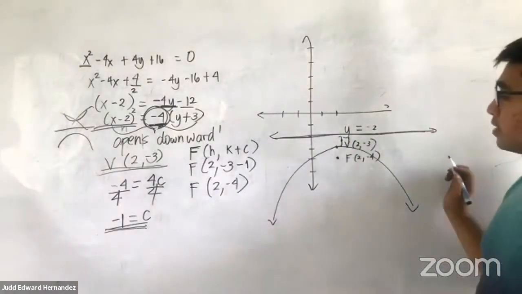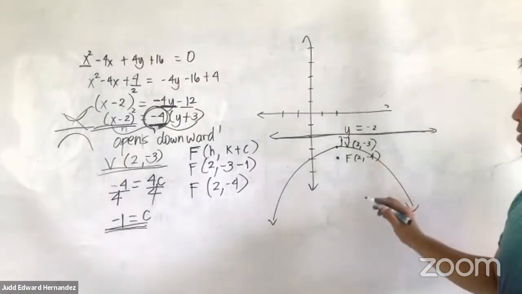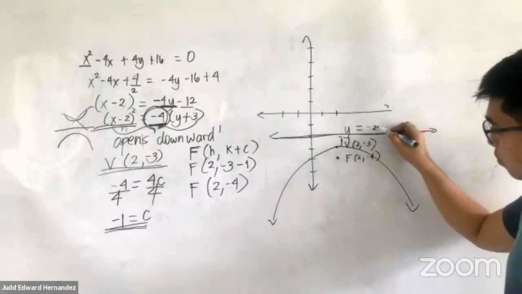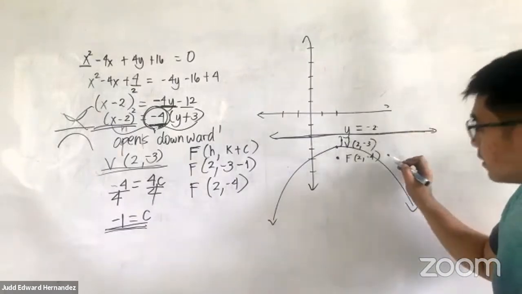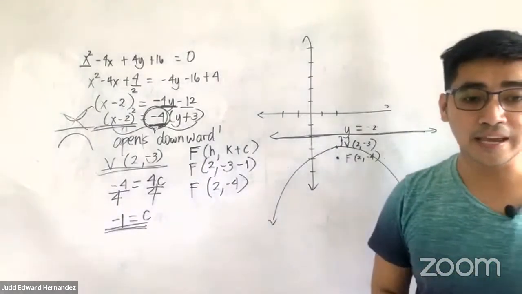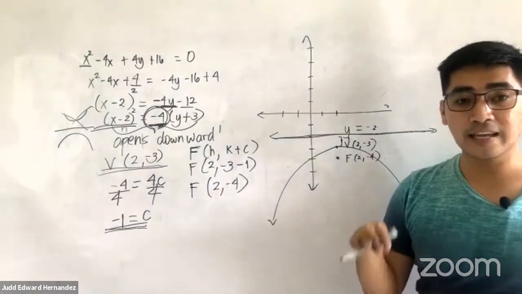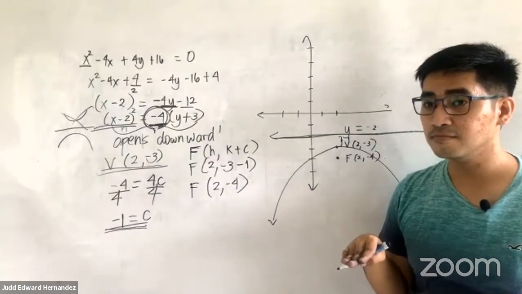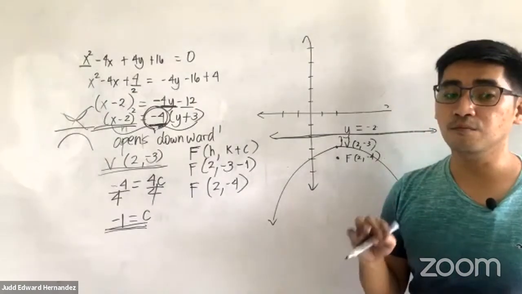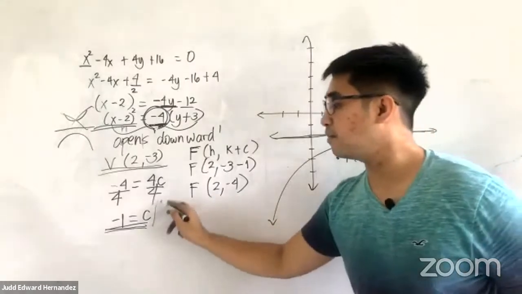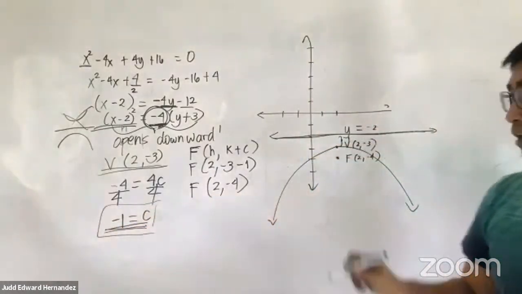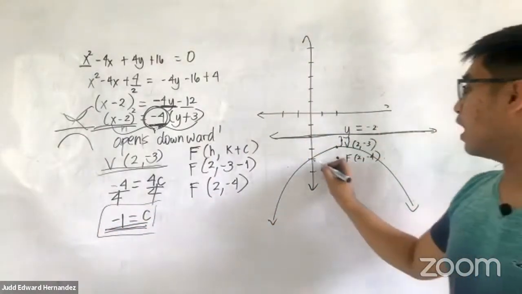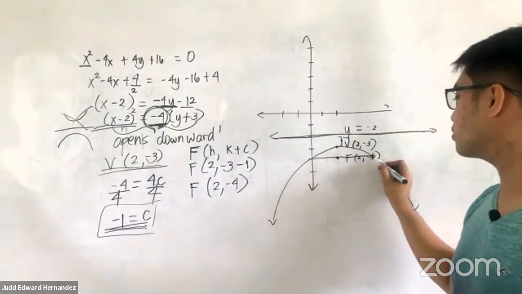Okay. Bakit naging negative 2? Pansinin nyo. This is negative 2. Naging negative 3. Naging negative 4. Ibig sabihin, nag-a-add tayo palagi ng ilan? 1 po. Negative 1. Since that is the value of C. Are we clear? Okay. So, ano naman daw ngayon yung endpoints ng latus rectum?